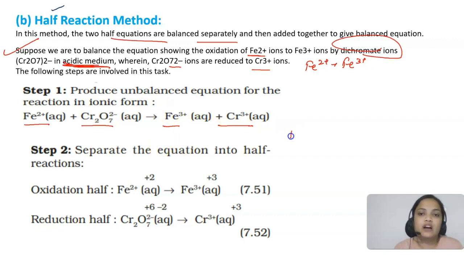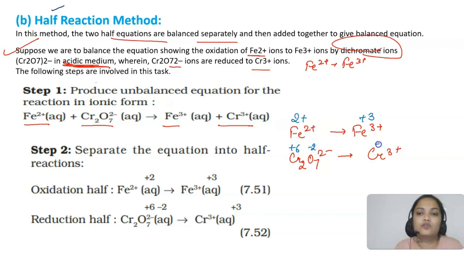Separate the equations into half reactions. So of course Fe2+ will give you Fe3+. We are not writing the number of electrons yet, because we don't know. Dichromate ions are changing to chromium ions. Then write the oxidation numbers for all of them, just like we did for the oxidation number method. For iron it's easy, +2 and +3. In dichromate, chromium is +6 with oxygen -2, and chromium is +3. So these are the oxidation half and reduction half reactions that I have written.